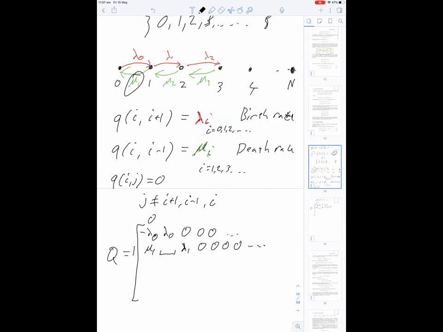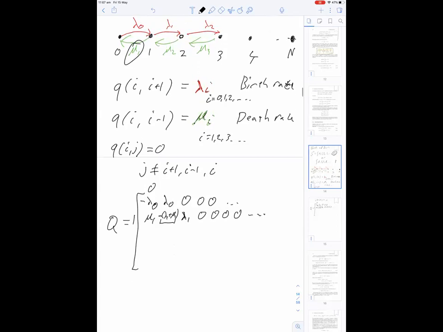Yep, exactly. As Ned says, it is minus lambda one plus mu one. Okay, that's it. And this is going to be a lambda two, and this is going to be a lambda three. And that's going to be a mu two, and that's going to be a mu three. And this is again going to be minus lambda two plus mu two, writing a bit small, minus lambda three plus mu three, et cetera, et cetera.